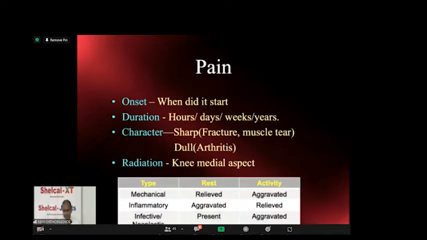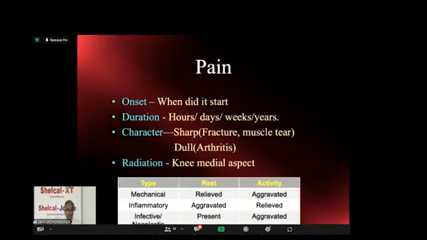Next, this you must remember, this table is extremely important. Mechanical type of pain, as opposed to inflammatory or infective type, gets relieved with rest and aggravated with activity. Whereas inflammatory type of pain, like rheumatoid arthritis or hemophilic arthritis, gets aggravated with rest and relieved with activity.